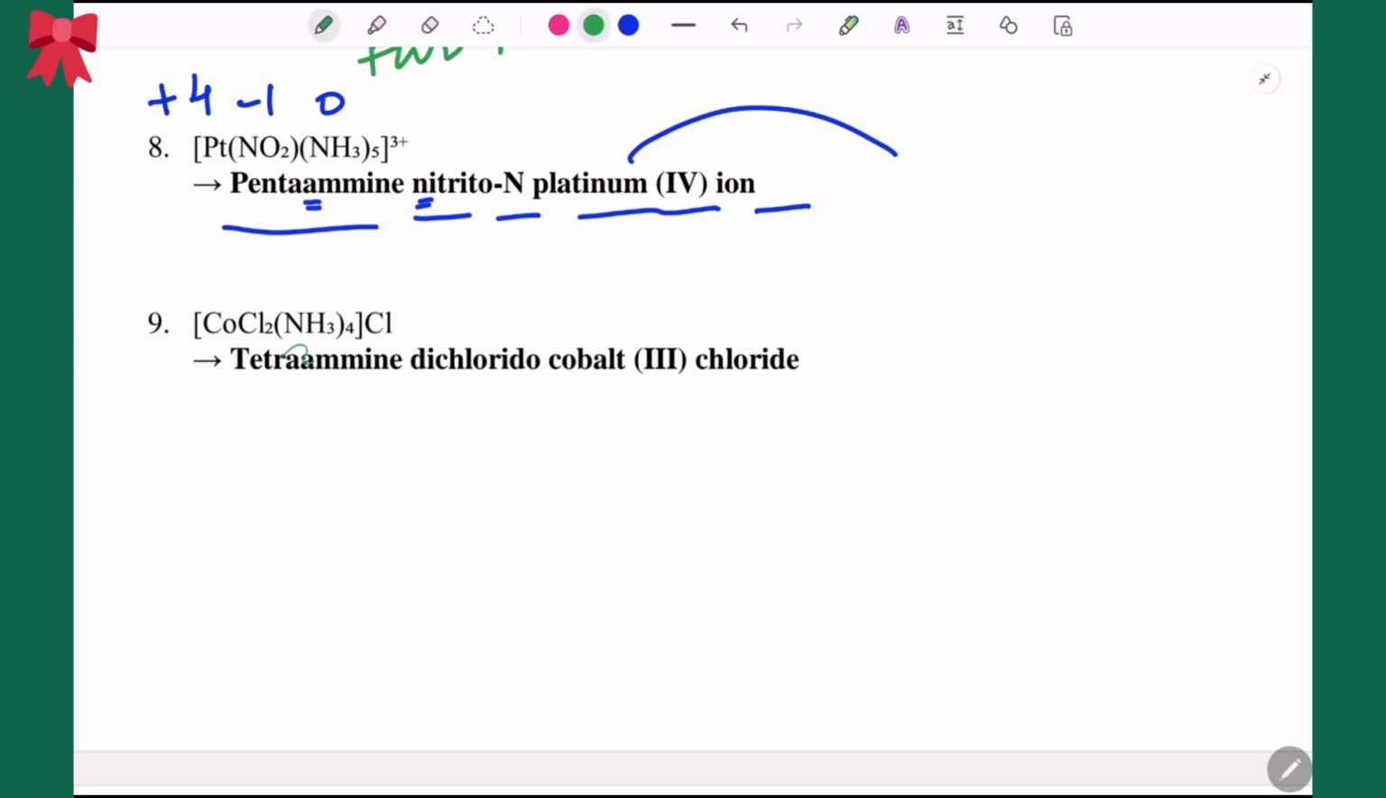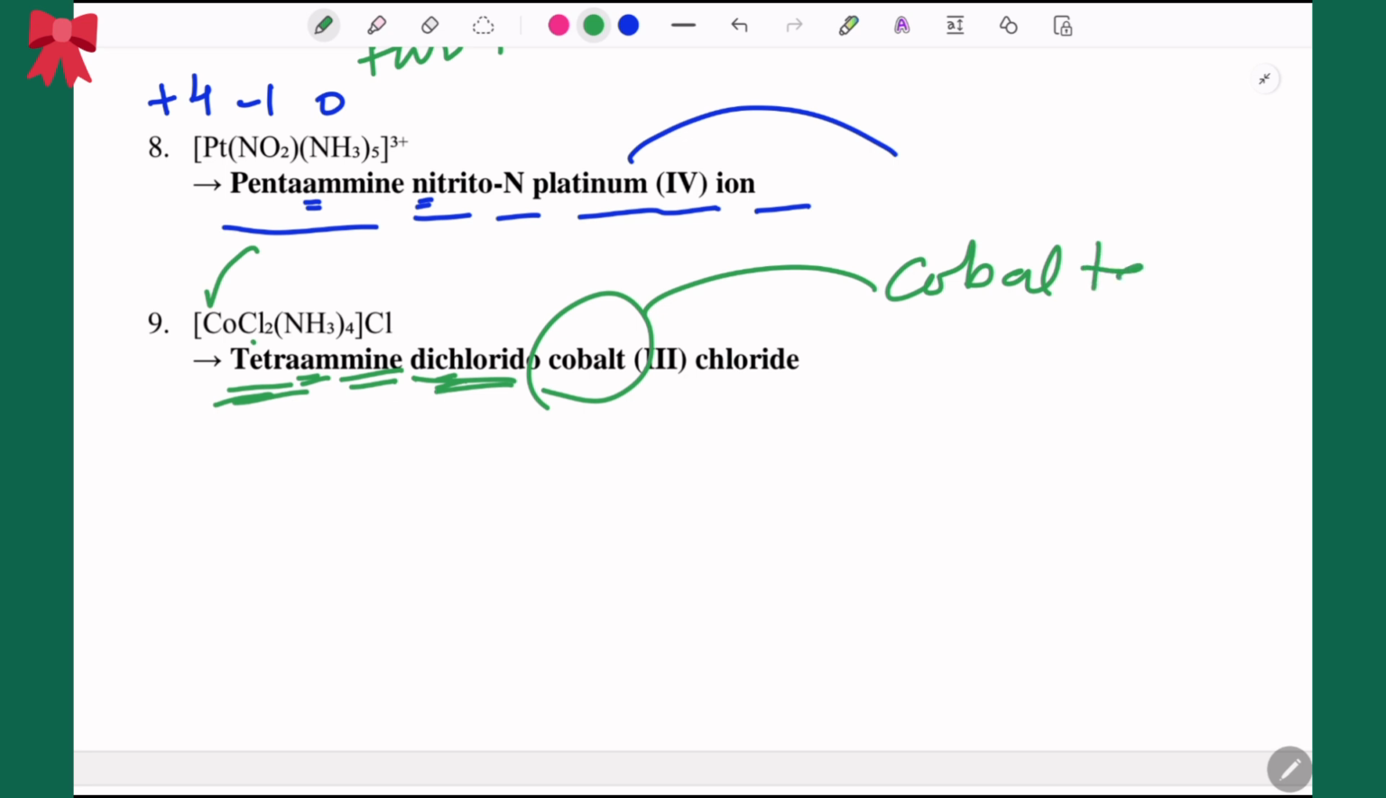The next one is very simple again. We have central metal atom or ion is cobalt here, chloride is a monodentate negatively charged ligand, ammonia is a neutral ligand, chloride is a counter ion over here. So when we write, alphabetical sequencing is important. So amine A, chlorido C, so the name would be 4 times amine, that is tetraamine, then dichlorido, and then cobalt. We are not writing it as cobaltate because it is in the positive part of the square bracket, it is not in the negative part of the complex, so it will be cobalt 3 chloride.